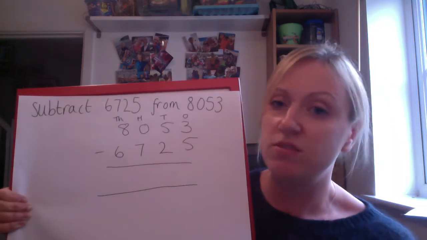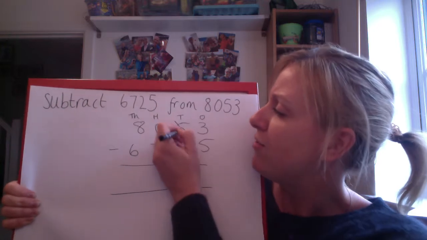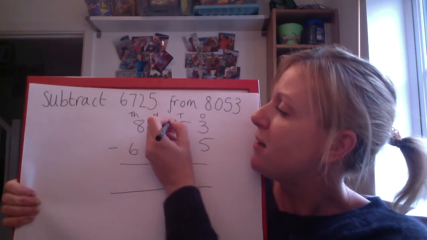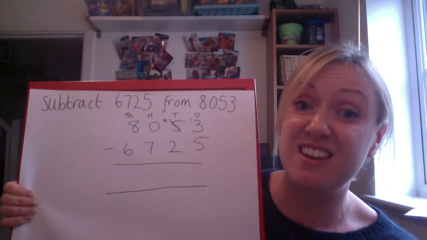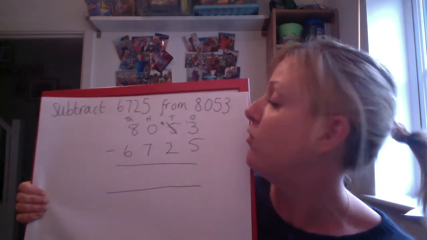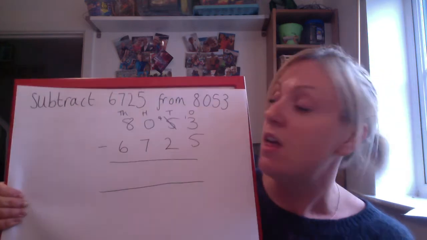3 take away 5, can't do it. I'm going to have to borrow from over here. So my 5 is going to become a 4, and my 3 is now going to have a 13 in its place as I add that 10 on. So I'm now going to do 13 take away 5.